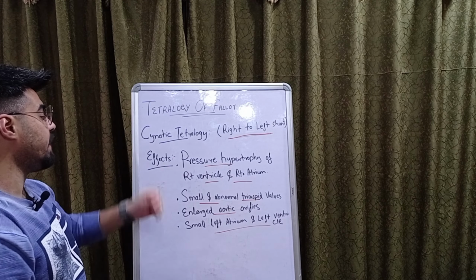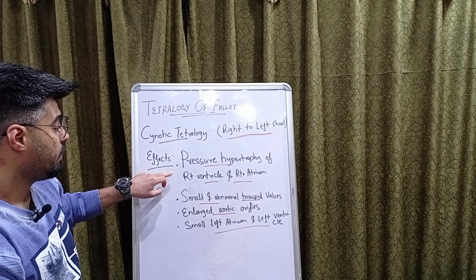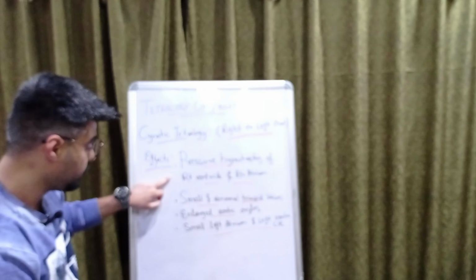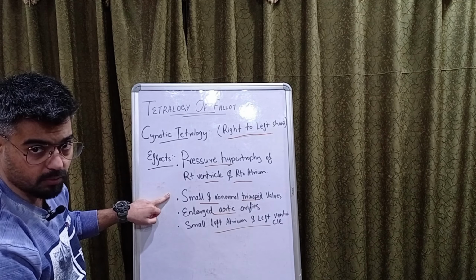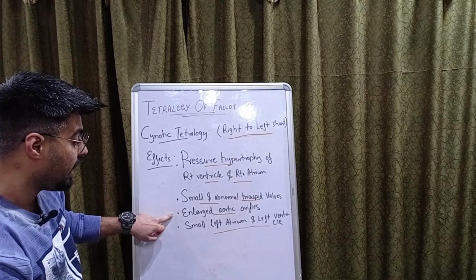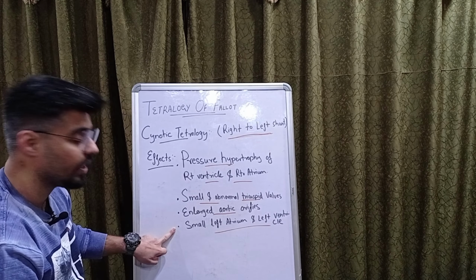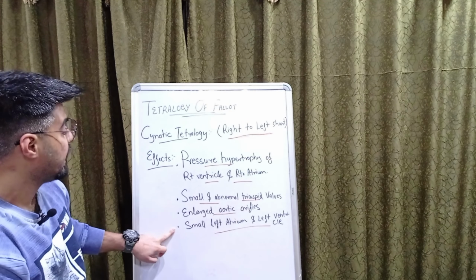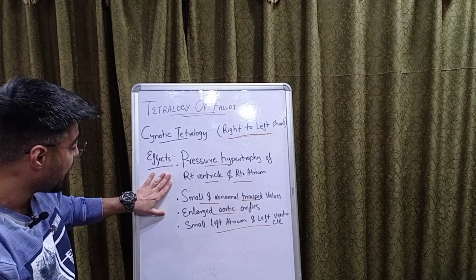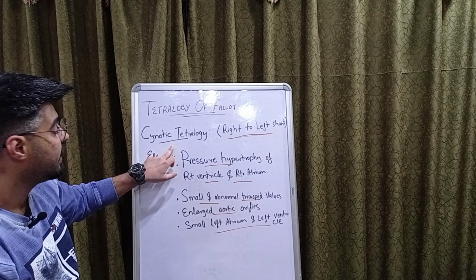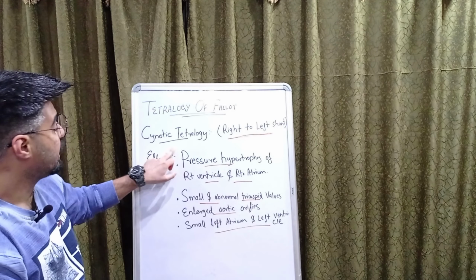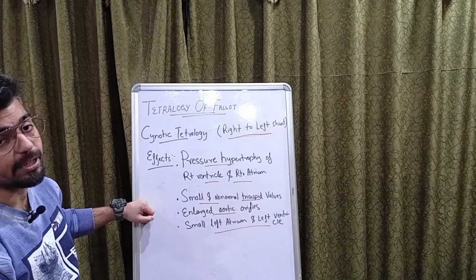Okay, guys. So repeating the effects again, what will be there? Pressure hypertrophy of right atrium and right ventricle, small and abnormal tricuspid valves. Number three, enlarged aortic orifice. And fourth is small left atrium and left ventricle. All right. These are the four effects that are very much visible in cyanotic tetralogy. Okay. Now let's come to acyanotic tetralogy.